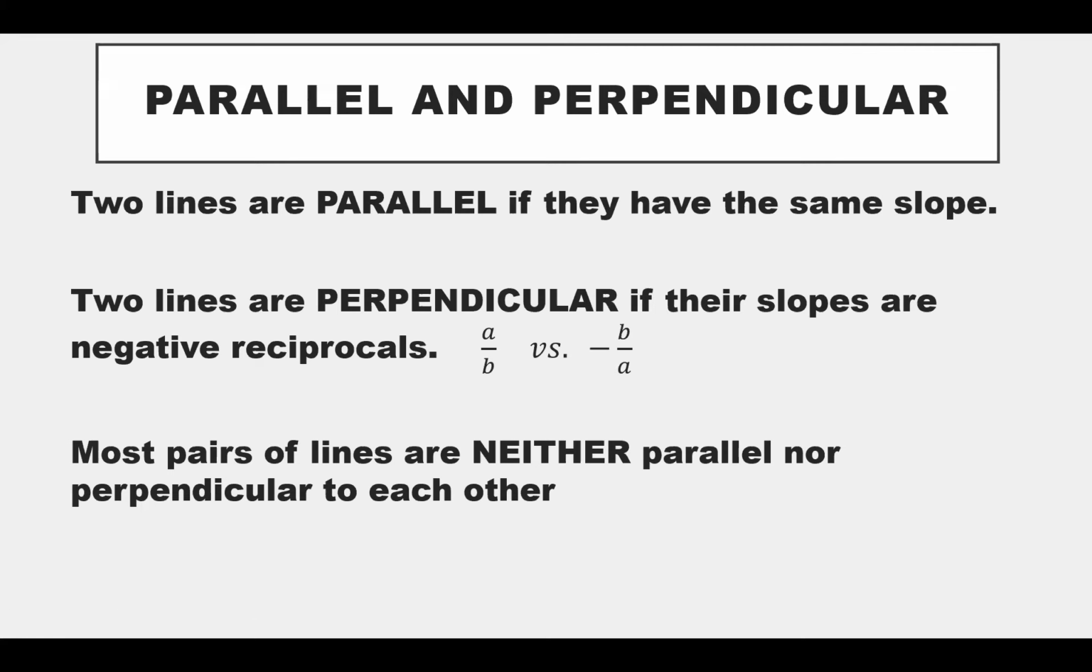In this section, we're not going to deal a lot with the graphing of parallel and perpendicular lines, but we're going to focus on the slopes of parallel and perpendicular lines. So that's our focus for this section. Parallel lines have the same slope. Perpendicular lines have slopes which are negative reciprocals. And any other combination, then the lines are neither parallel nor perpendicular.